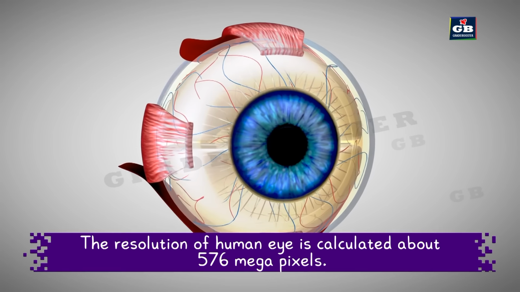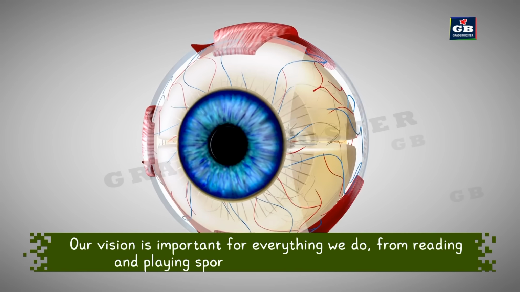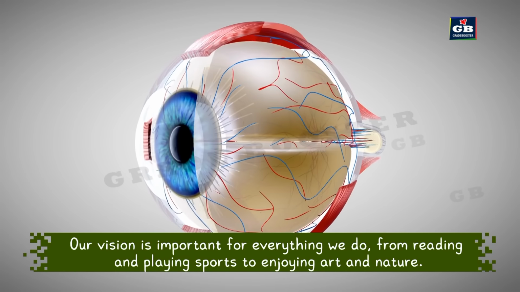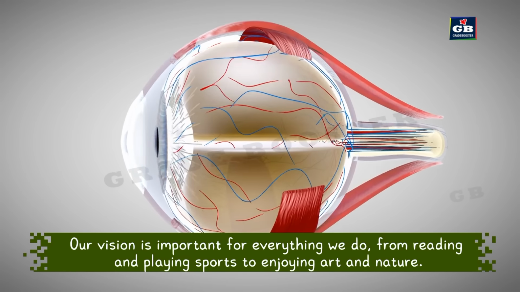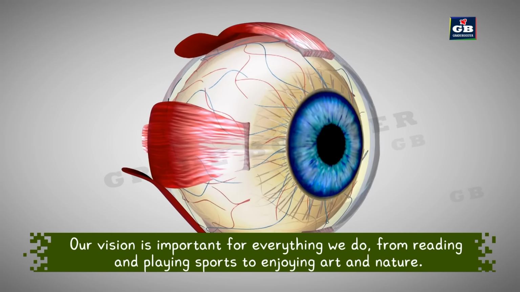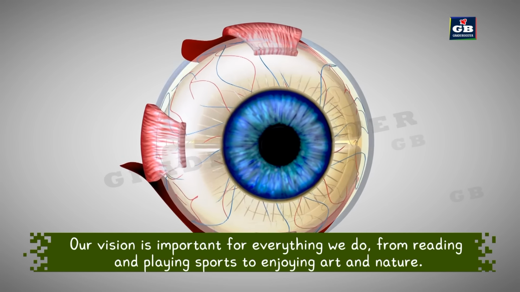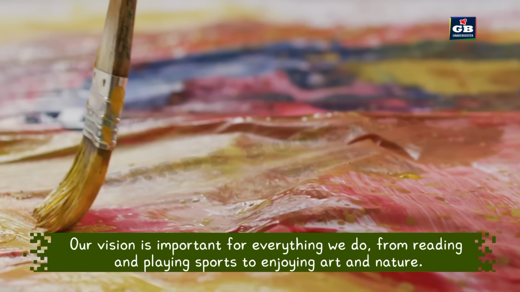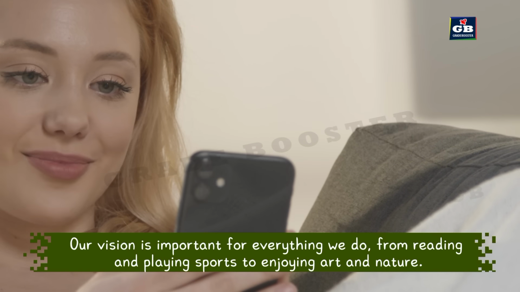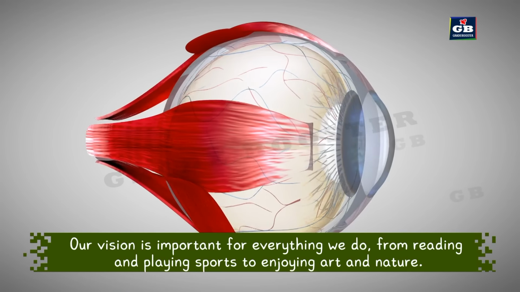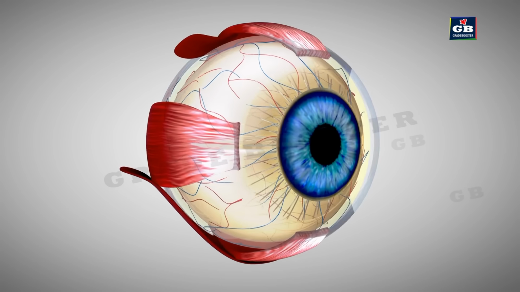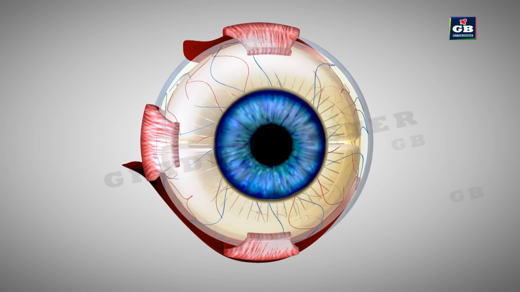Learning about how the eye functions not only teaches us about our ability to see, but also shows us how important our vision is for everything we do, from reading and playing sports to enjoying art and nature. Let us begin this chapter with the structure and functions of the human eye.